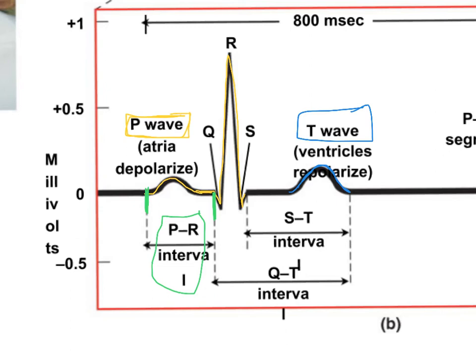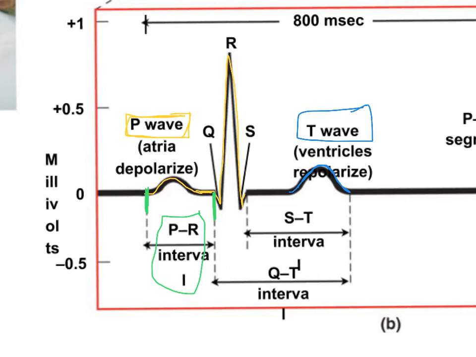So what we're looking at there is how long it takes from the time the atria contract to the time that the ventricles contract. How long does it take? If it's lengthened, then there's something wrong. Maybe there's something wrong with the pathway. You're not getting those action potentials to the ventricles on time.